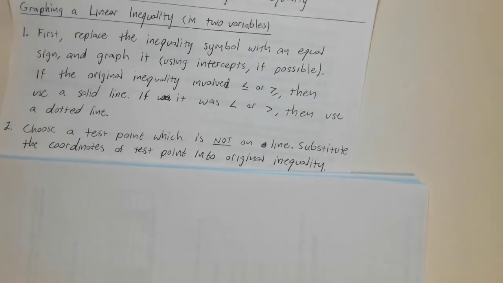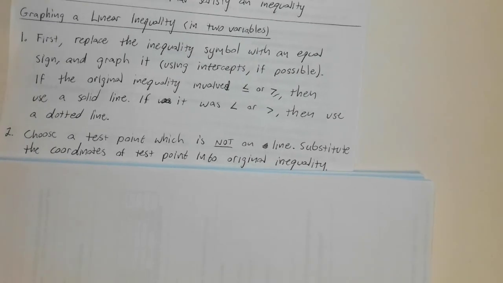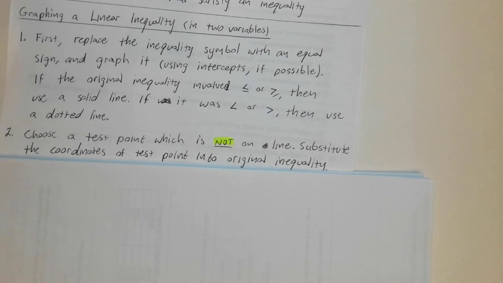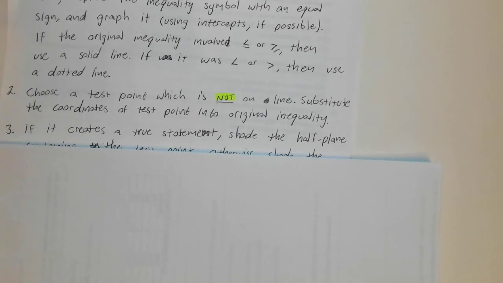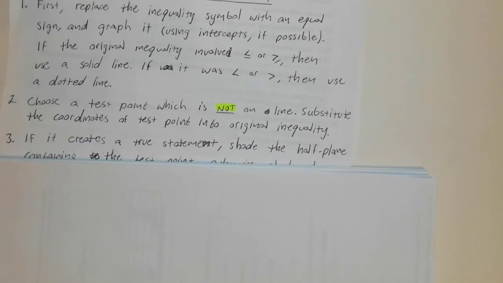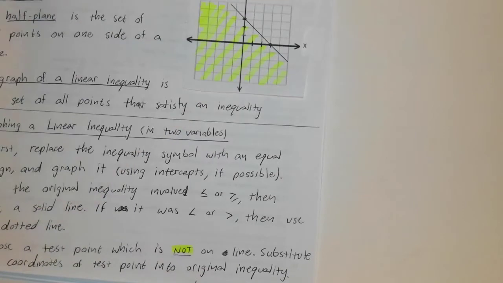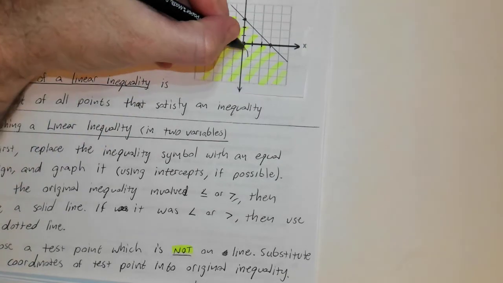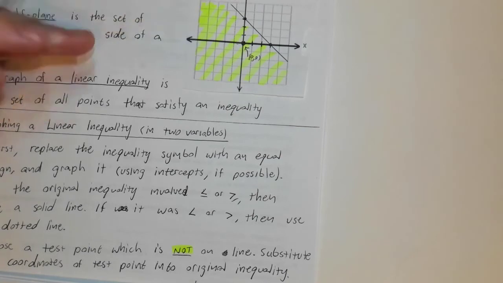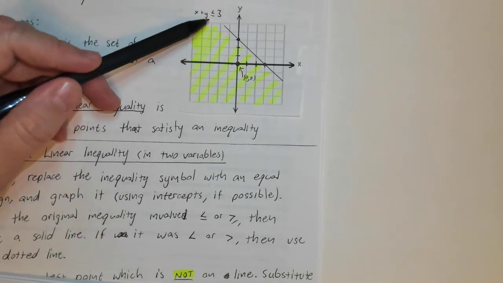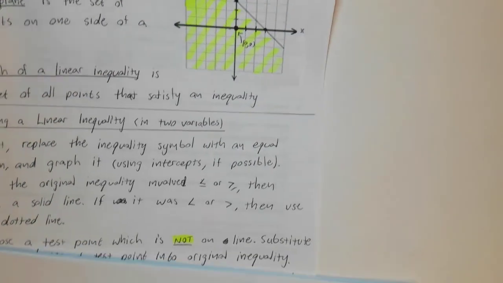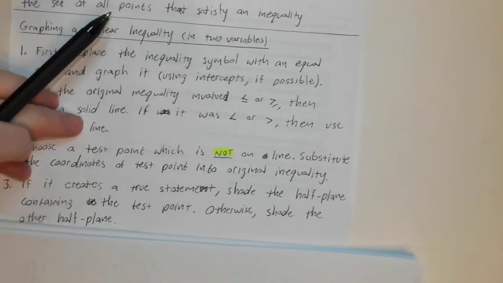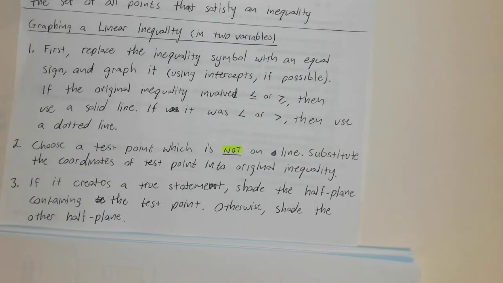How do we shade? Then we choose a test point that is not on the line. It only works if the point is not on the line. Substitute the coordinates of that test point into the original inequality. If it makes a true statement, that's where we shade. In this example, I probably would have chosen 0, 0 as my test point. 0, 0 satisfies this statement: 0 is less than or equal to 3. It's not equal, it's less than. So if 0, 0 is available, we use that. When we do our test point, if it's true, that's where we shade. If it's false, we shade elsewhere. That's all there is to it.